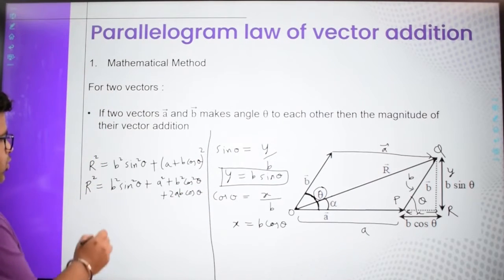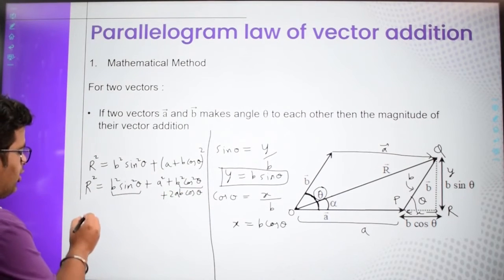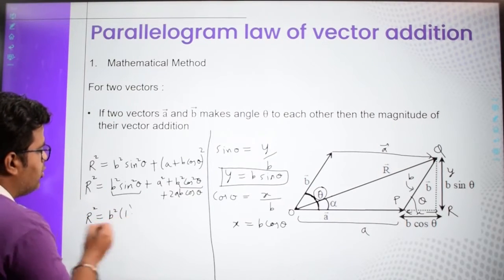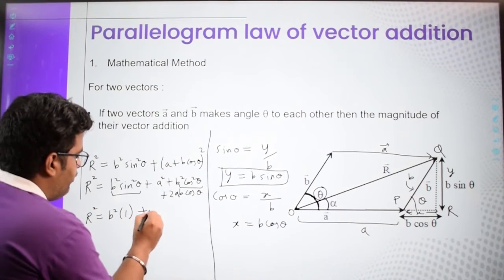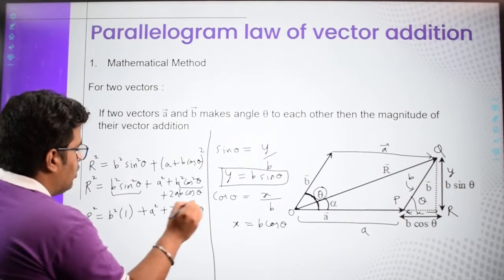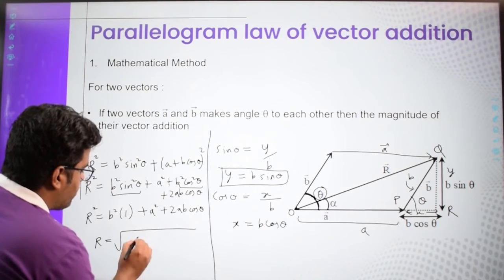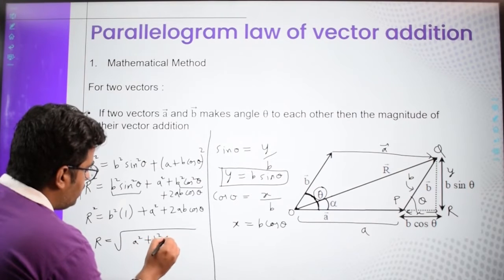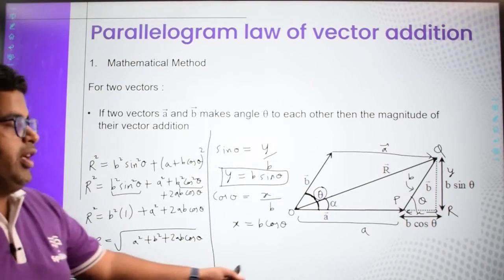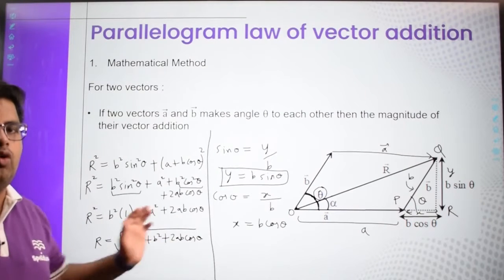Now we are going to collect these two terms: one is b square sine square theta and the other one is b square cos square theta. We have b square common, and we know that sine square theta plus cos square theta is 1. And then we have A square plus 2ab cos theta. So finally we get the value of R as under root of A square plus b square plus 2ab cos theta. That is going to be the magnitude of the resultant vector.